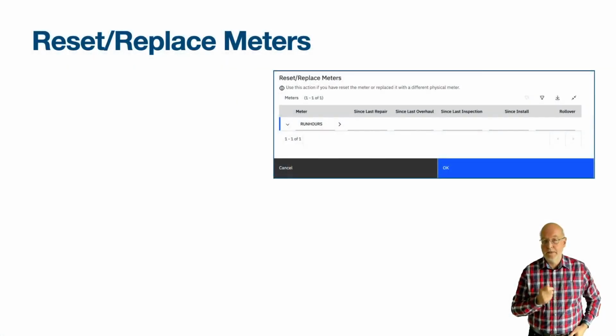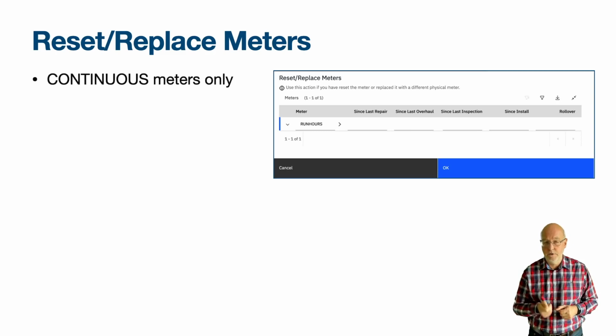The Reset Replace Meters action will be found in both the Assets and the Locations applications. It is only used with continuous type meters. In the example for pump 11430, shown in the top right, only the run hours meter is shown, not the outlet pressure, which was a meter of type gauge.